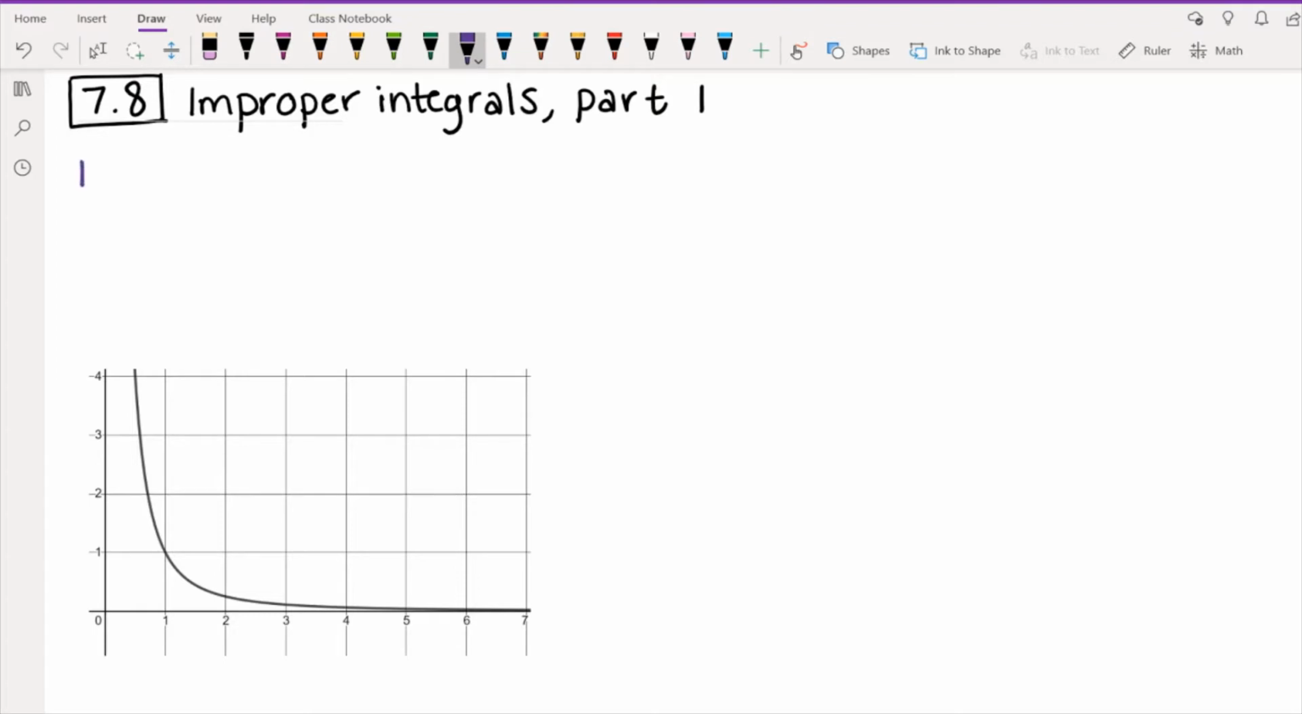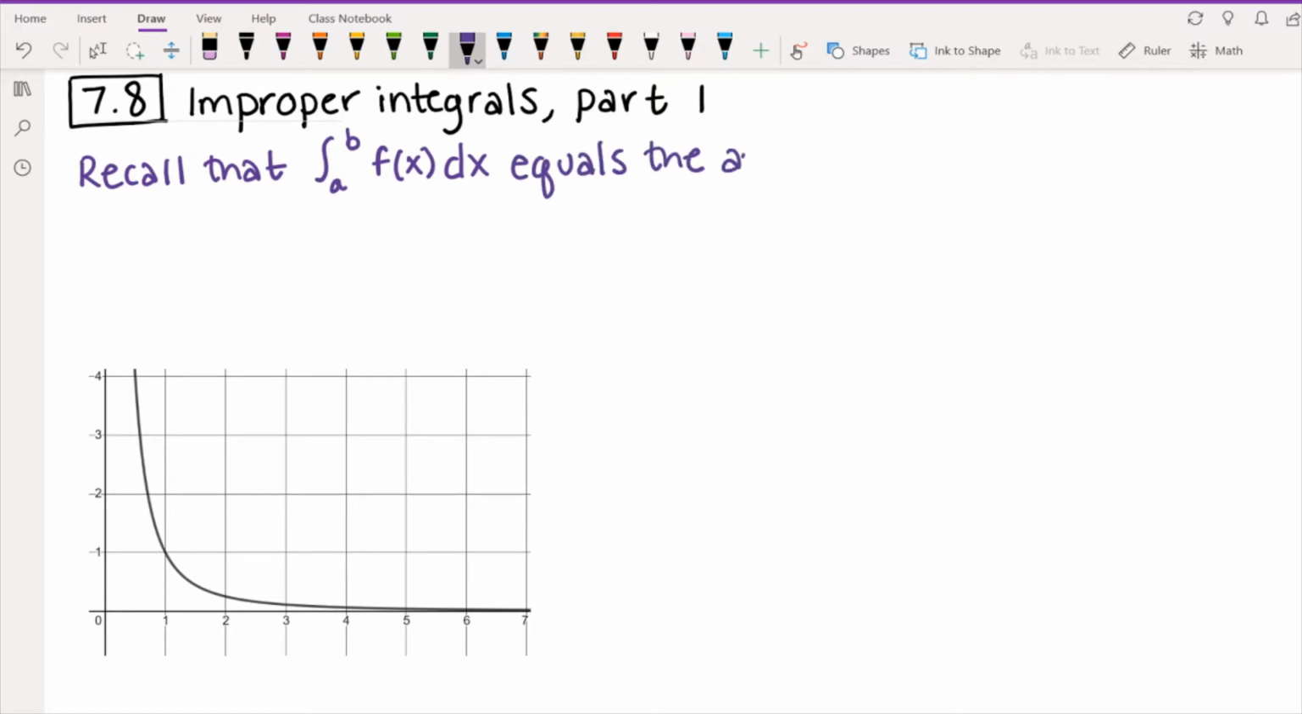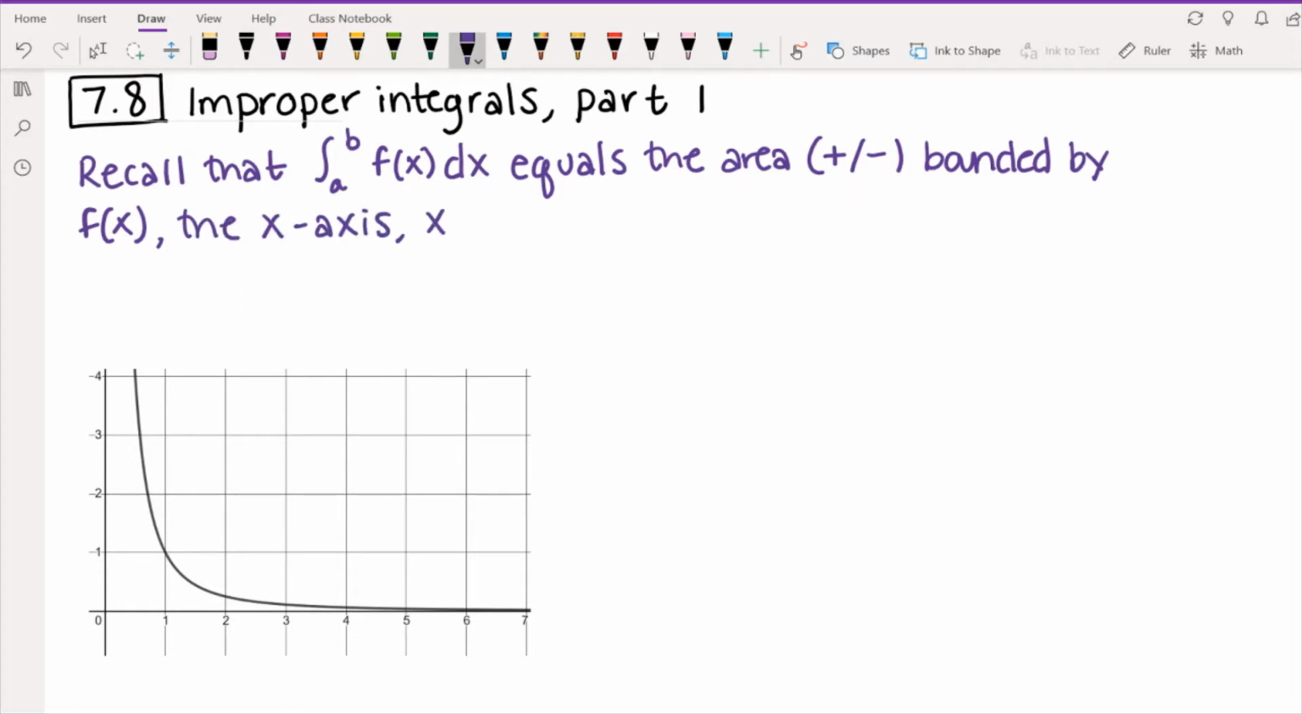So recall that when you take an integral from a to b of a function, whatever number you get, that's going to equal the area, where area could be positive or negative. And specifically, it's the area bounded by your function, the x-axis, by x is equal to a, and by x is equal to b.